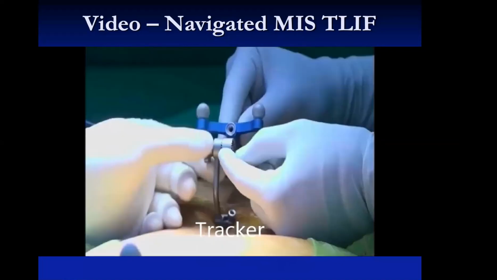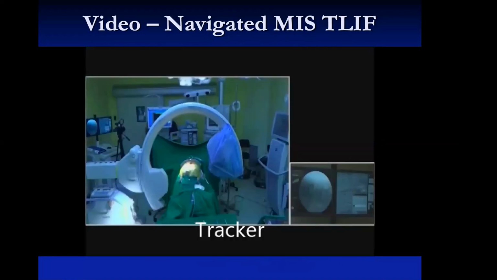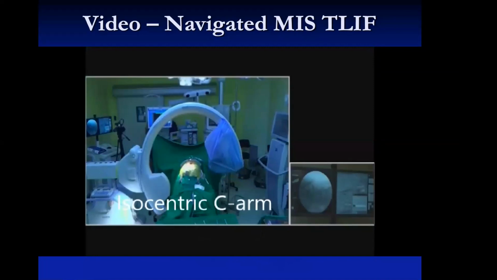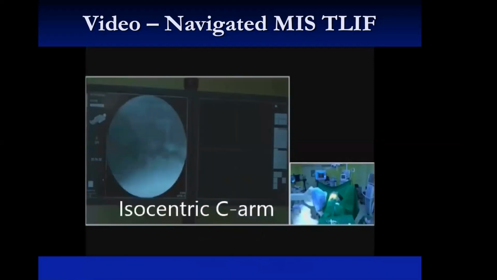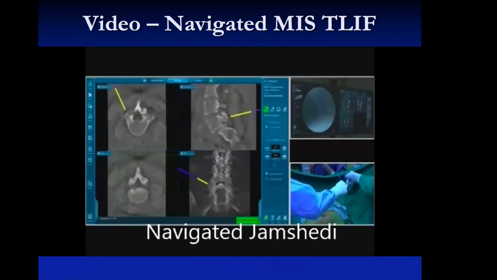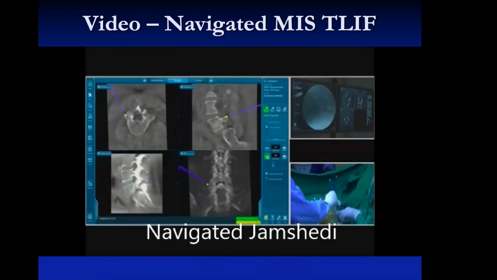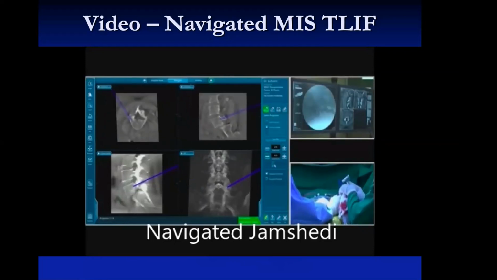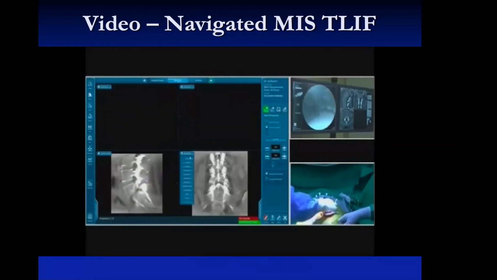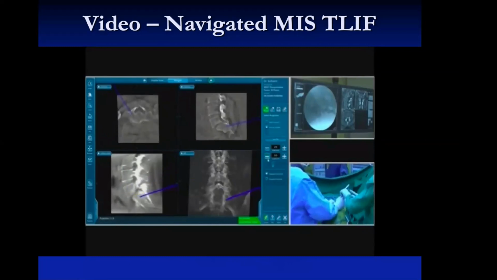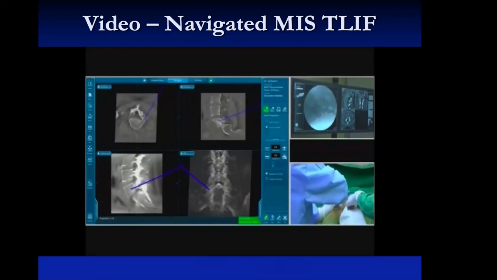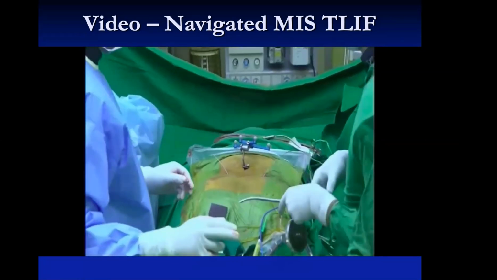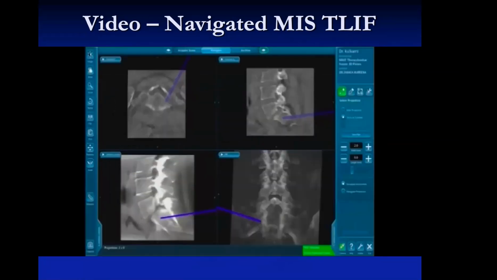The patient is positioned prone under general anesthesia. Tracker is applied to one of the spinous processes of the upper lumbar vertebra. The isocentric C-arm takes a spin around the patient and delivers CT images which are merged to the navigation console. Navigable Jamshidi needles are used to make entry into the L5 and S1 pedicles on both sides, and guide wires are passed through the cannula of the Jamshidi, and these guide wires are anchored to the patient's ribs.